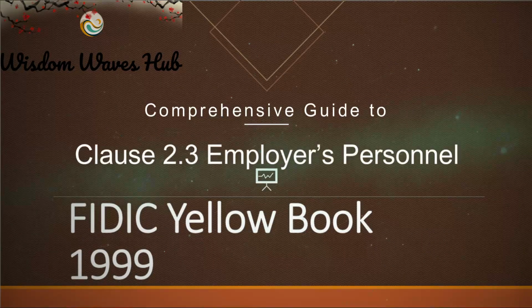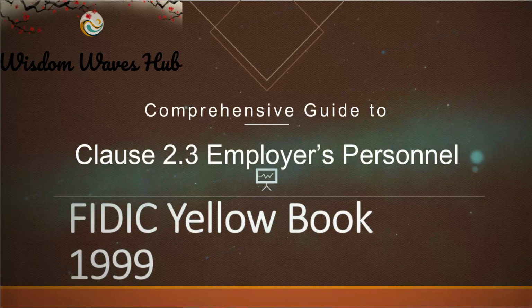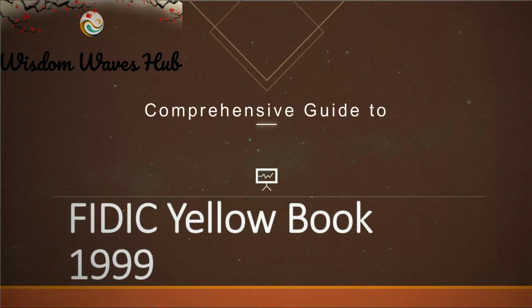Communication angle. Effective communication is the backbone of any successful project. For instance, the engineer has the authority to delegate duties, but this delegation becomes effective only upon delivery to both the employer and the contractor.